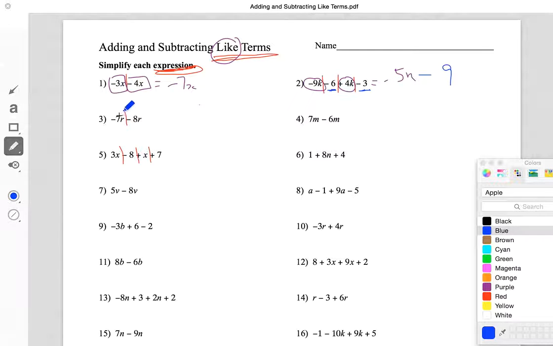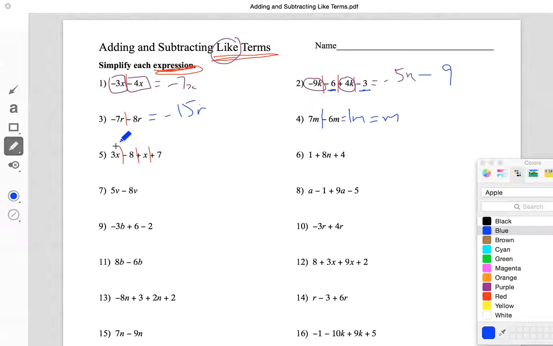In our third example here, minus 7r, minus 8r, they've both got the same algebra, r. So that's going to make here minus 7 minus 8 is minus 15. That's minus 15r. Example 4, my 2 terms here, I have 7m minus 6m. 7 minus 6 is 1, so I've got 1m. Should get the equal sign in there. And 1m is the same as just m. So you can write just m if you would like to there.